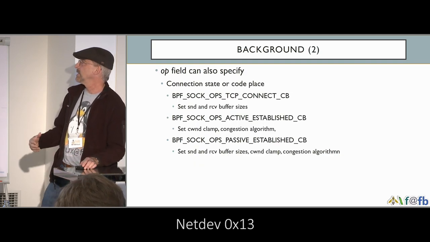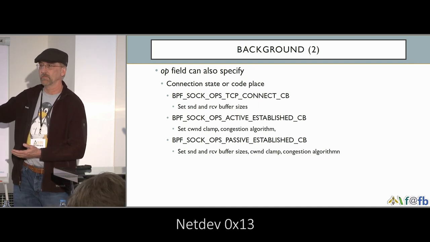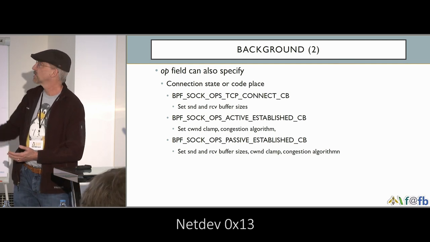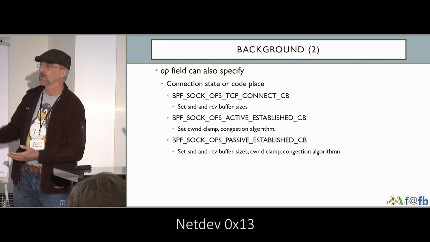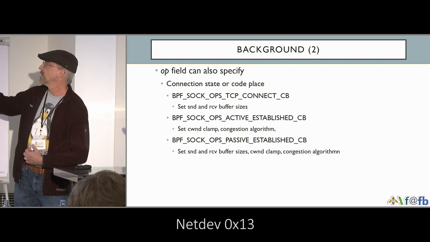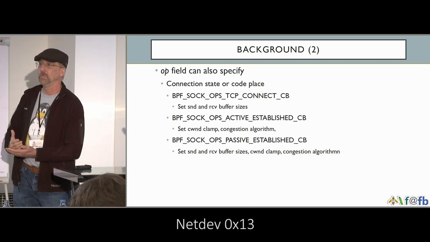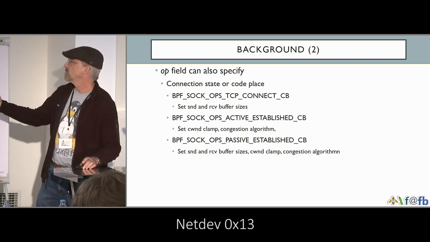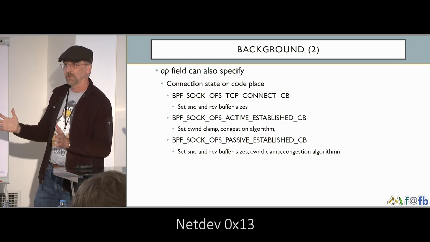Or you can also specify the place where we're being called from. For example, when we do a connect callback, that's a good place to set send and receive buffer sizes, for example, or when the connection is being established, either active or passive, and those are also good places to do certain things like set buffer sizes, congestion control algorithm, etc. And the idea here was that we wanted to limit the number of callbacks. So most of those are done when the connection is being established, so as not to hurt performance. Later on, like I mentioned, we added a callback for every time we retransmit a packet, which again should be a rare event in general. We should not be retransmitting all the time.